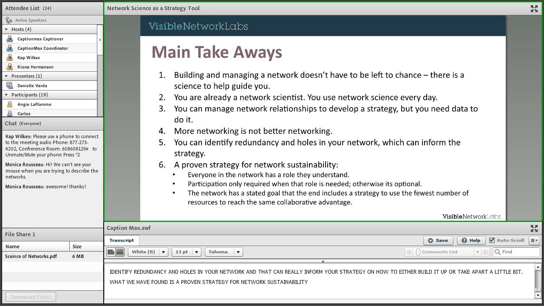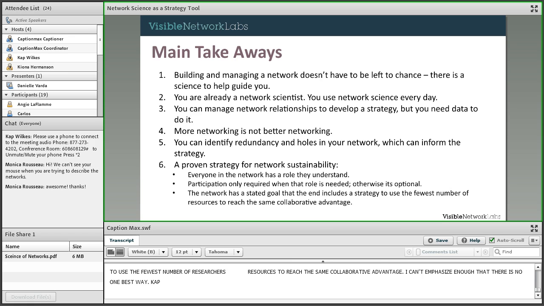More networking is not better networking. You can identify redundancy and holes in your network, and that can really inform your strategy on how to either build it up or take it apart a little bit. And what we have found is a proven strategy for network sustainability is one in which everyone in the network has a role they understand. Participation is only required when that role is needed, and otherwise it's optional.